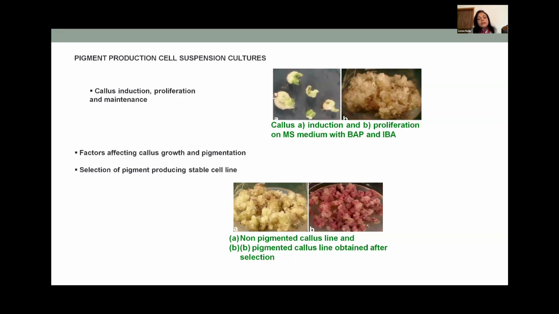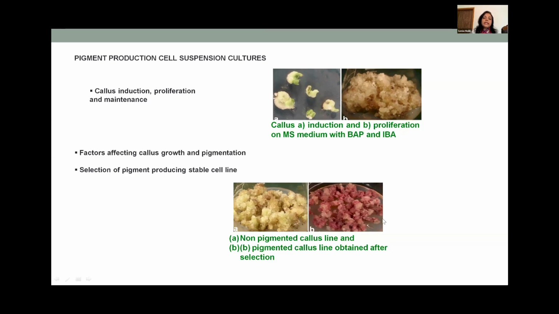But another way was to devise two media. First we induce the callus and grow it on the media which is suitable for it, and then take it out and put it on the stress media. If we give a kind of stress, only then will the plant produce the pigments or the specific component.